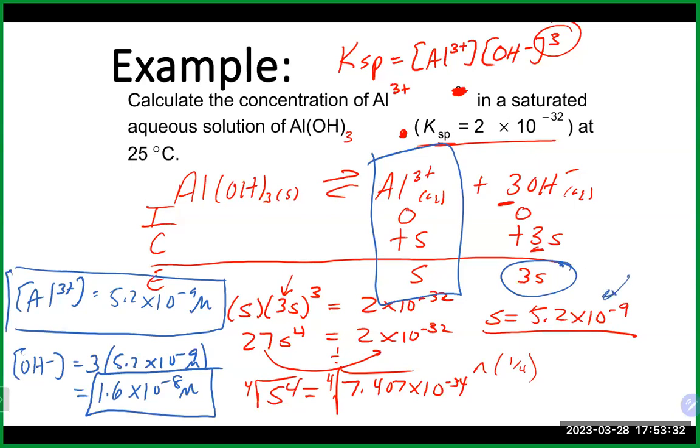Again, if you look at aluminum, it's a 1-to-1 relationship. If you look at hydroxide, it's a 1-to-3 relationship, which means if you divide that number by 3, you get back the original number. So again, that S is basically the molar solubility of the whole thing. Question on any part of that calculation there?